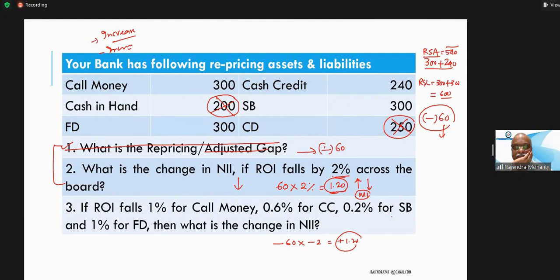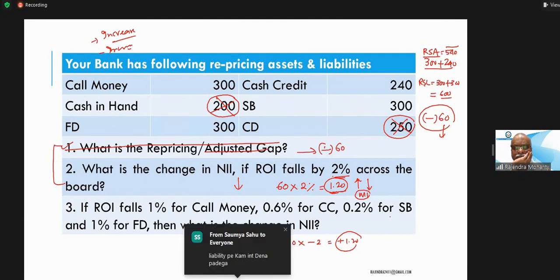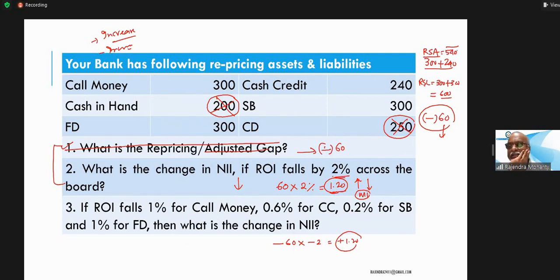If the rate sensitive assets are more than the rate sensitive liabilities, then the gap is positive. In this question, RSA is less than RSL. RSA is 540, RSL is 600. So which is more? Sensitive liability. Okay. Somebody who has given this minus and minus figure, you tell me. What was your name?